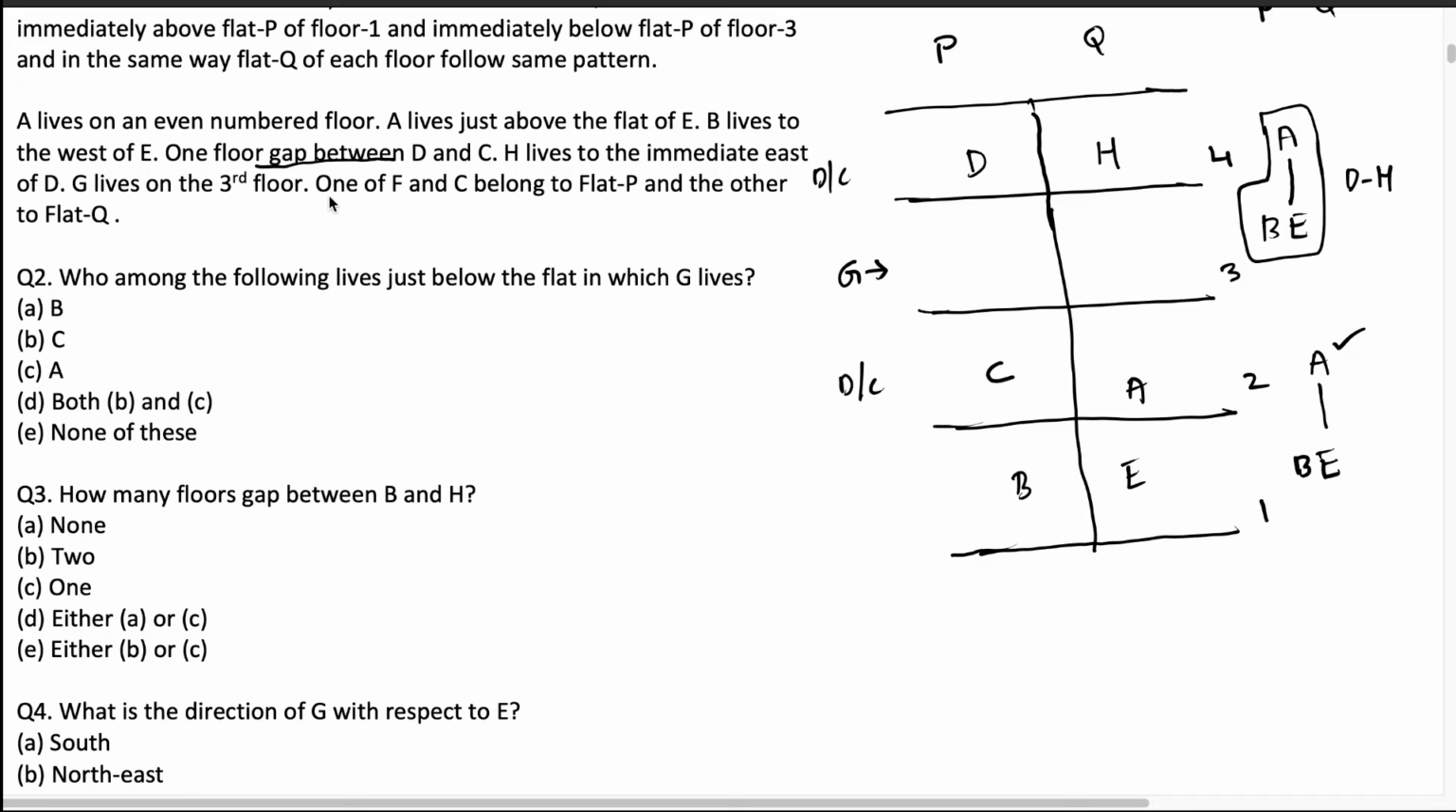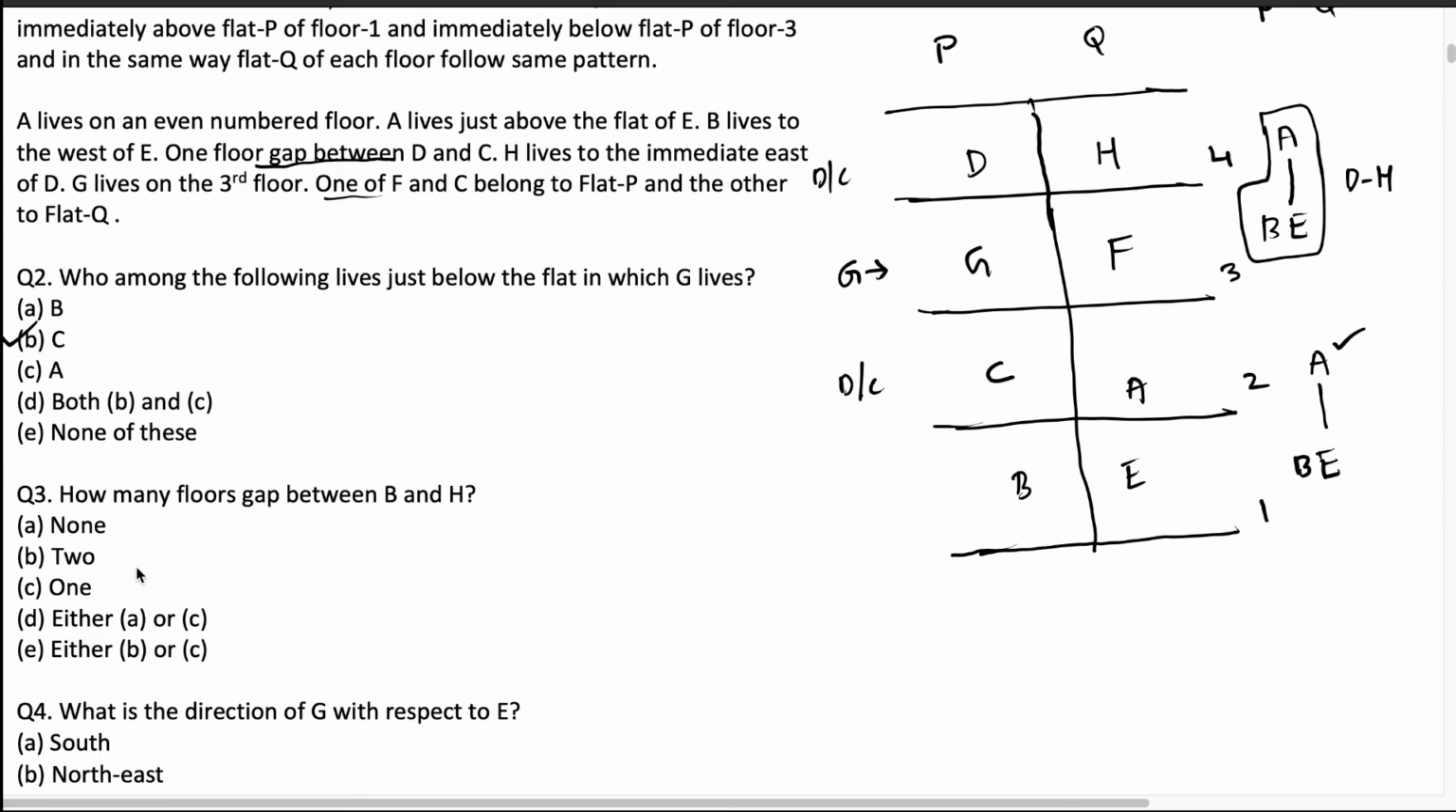Now let's read the last point of the question. One of F and C belong to flat P and the other to flat Q. So that means F cannot be here under flat P. So F should be here. Naturally G will be here. So this is our final solution. And let's try and solve these questions. Who among the following lives just below the flat in which G lives? Option B, C is the answer.